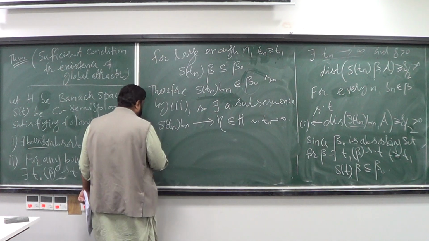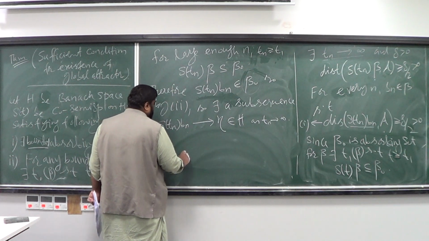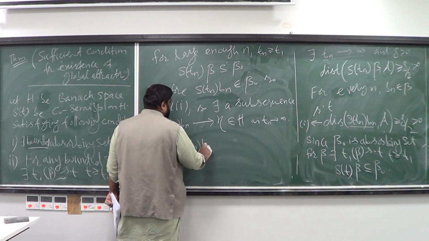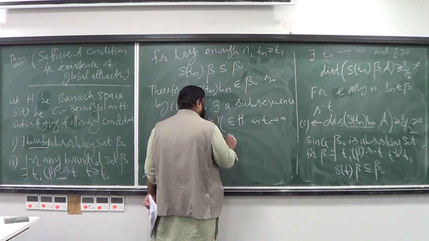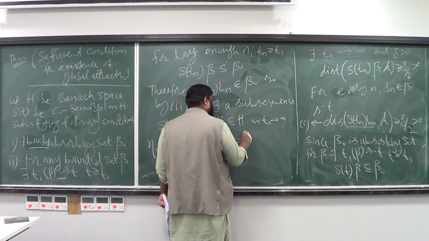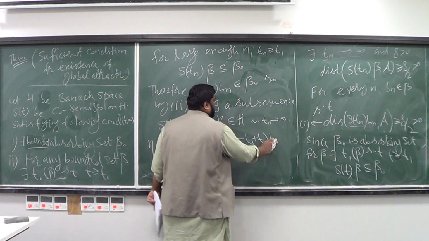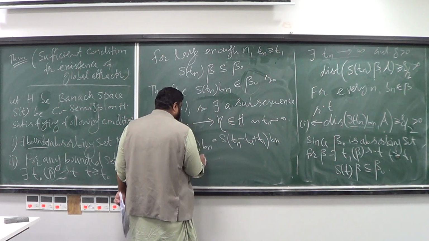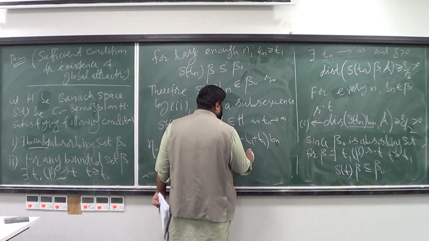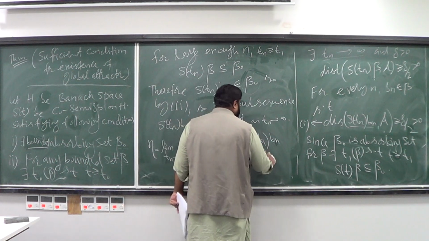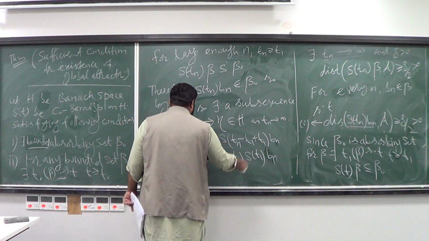And now consider the following. What is eta? Eta is the limit as Tn goes to infinity of S of Tn Bn. And now I can also write this S of Tn to be S of Tn minus T1 plus T1 operated onto Bn. If I apply the semigroup property, S of Tn minus T1 operated onto S of T1 operated onto Bn. So this shows that this also converges to eta.